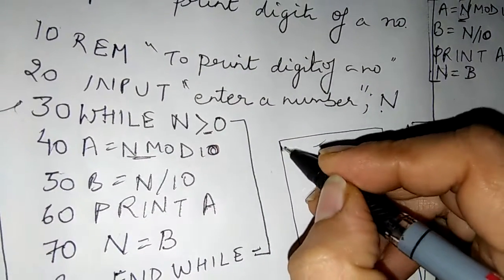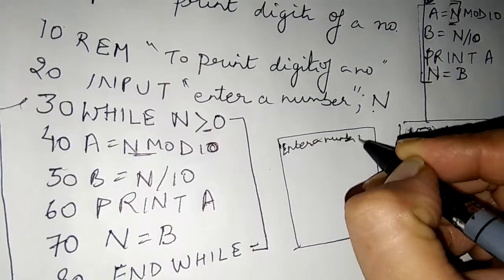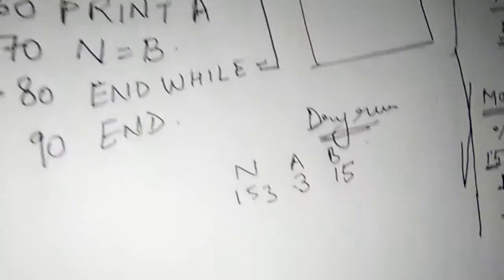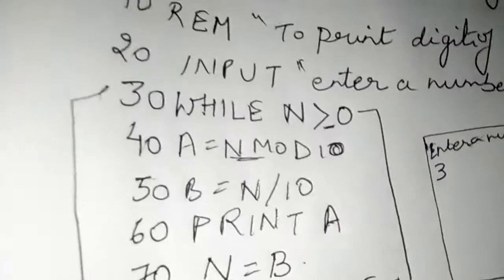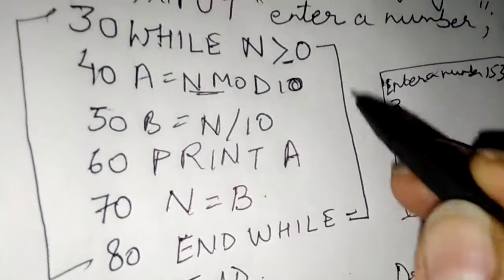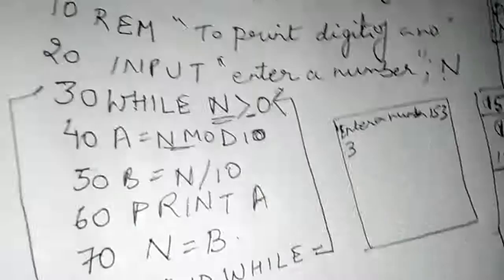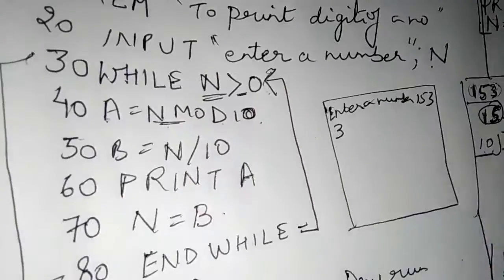Print A means, first of all, it will enter a number, 153, suppose I have given. So print A will print 3 first. Now n is equal to b. It means n will now be 15. And while, it will again go back to the loop. When it goes back, it will again check the value of n. Is n greater than 0? Yes, true. If n is greater than 0, then it will find a as n mod 10.